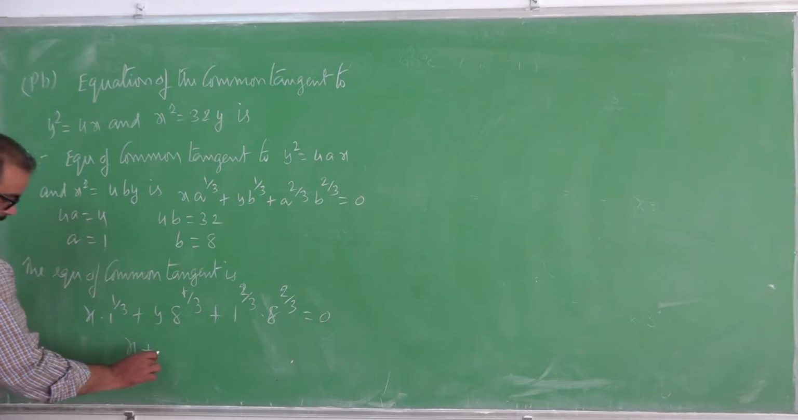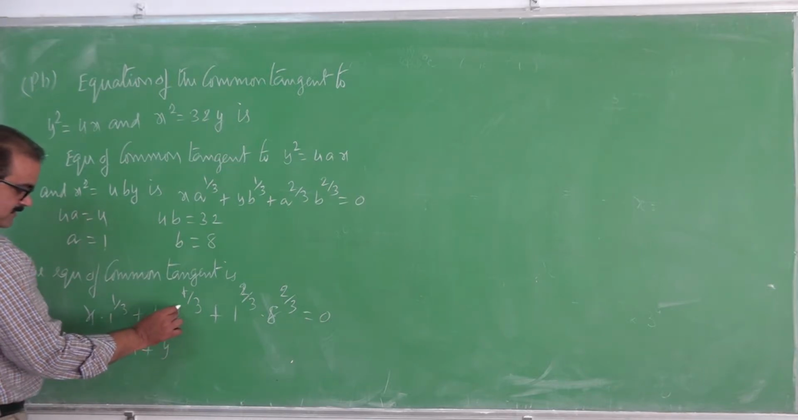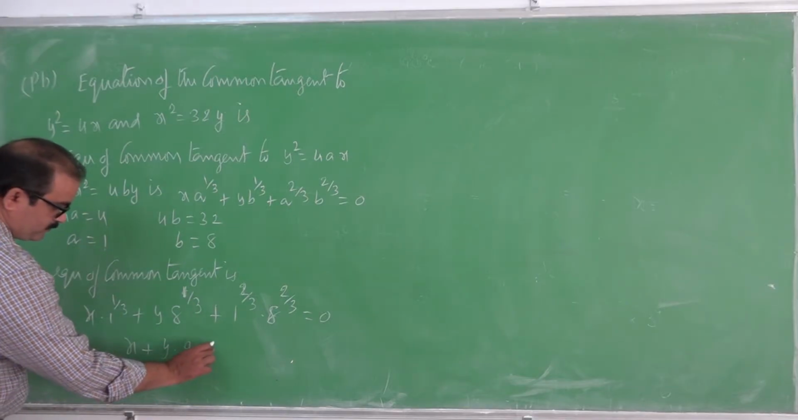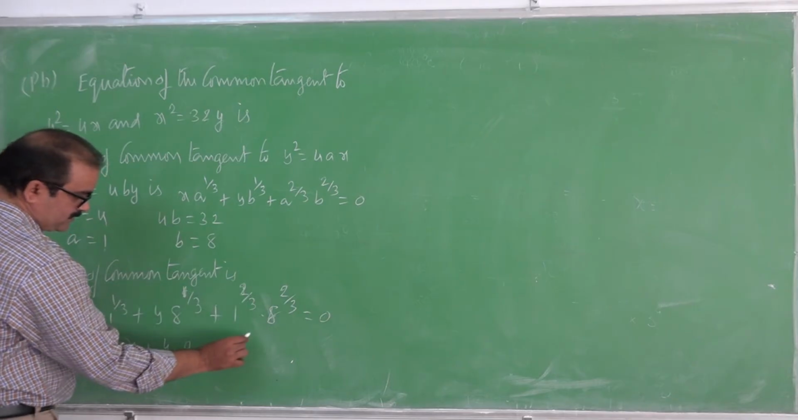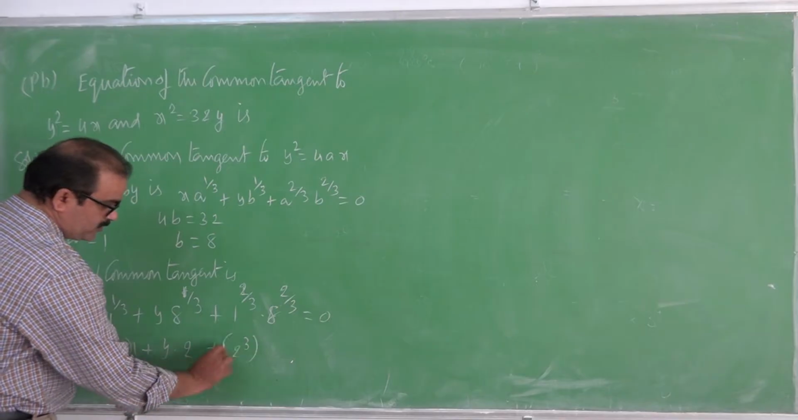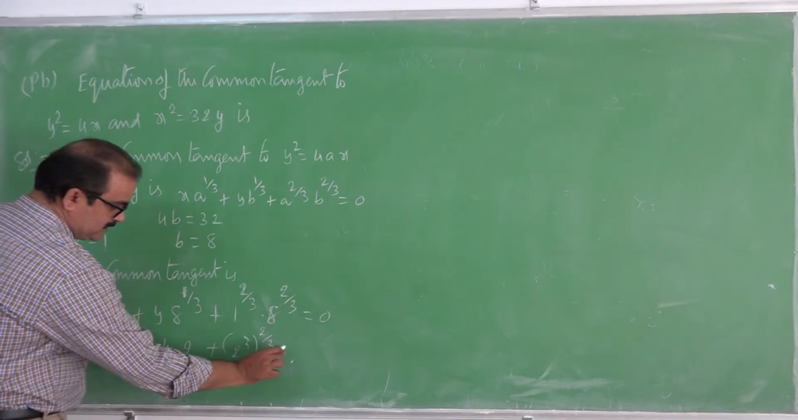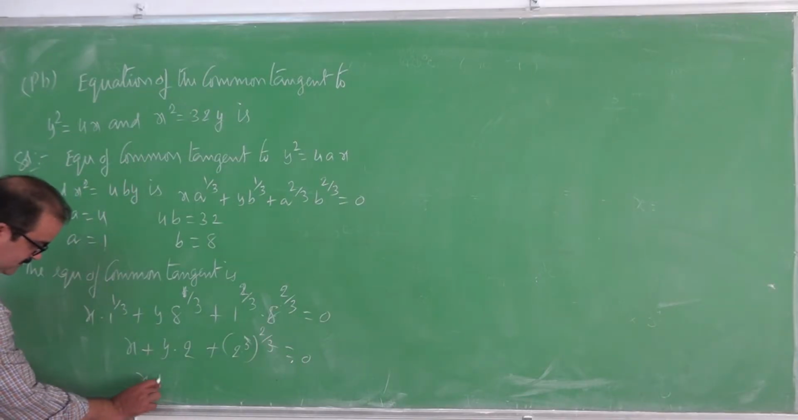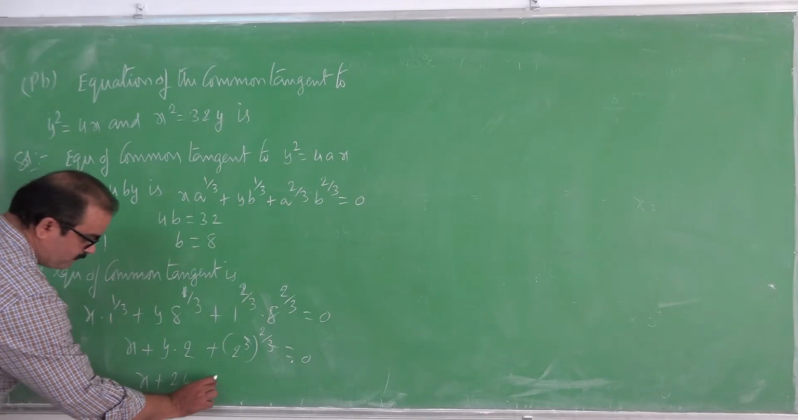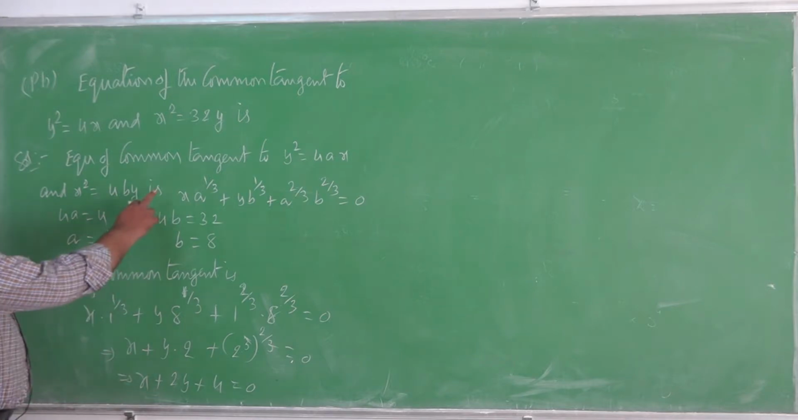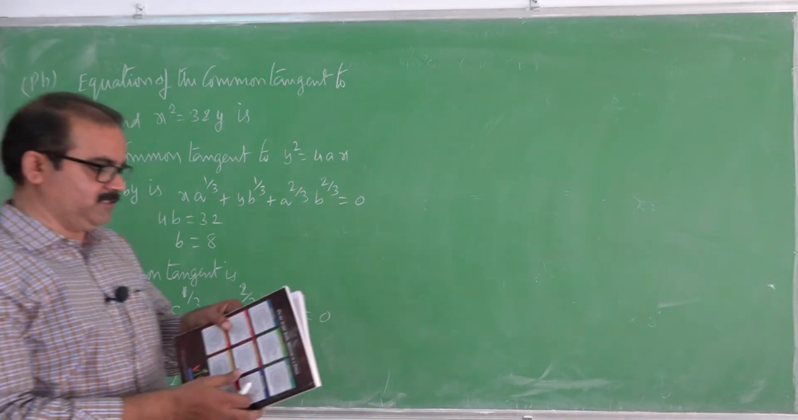See here, 8 is taken as 2 cube. 2 cube whole power 1 by 3. 3 3 cancel. We get 2. 1 power anything? 1. Here also 8 is taken as 2 cube whole to the power of 2 by 3. 3 3 cancel. 2 square, that is 4. X plus 2y plus 4 is equal to 0. This is the equation of common tangent to both the parabolas.